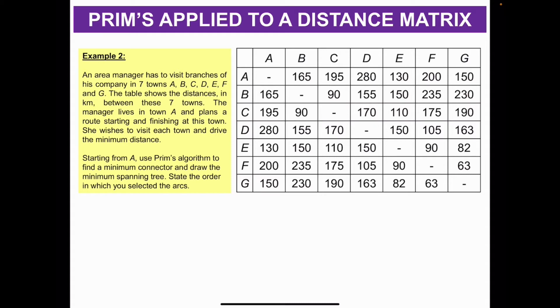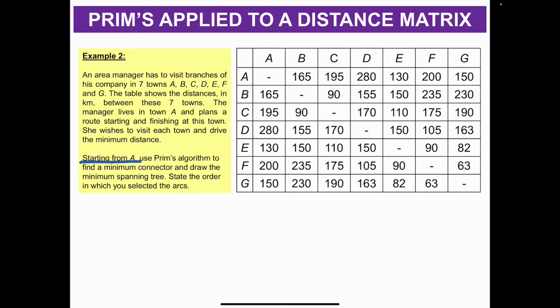So obviously she needs to find the minimum spanning tree. So starting from a vertex, that's where we're going to start because she lives there, we need to use Prim's algorithm to find the minimum spanning tree. Do not forget to state the order of the arcs in which you selected them.